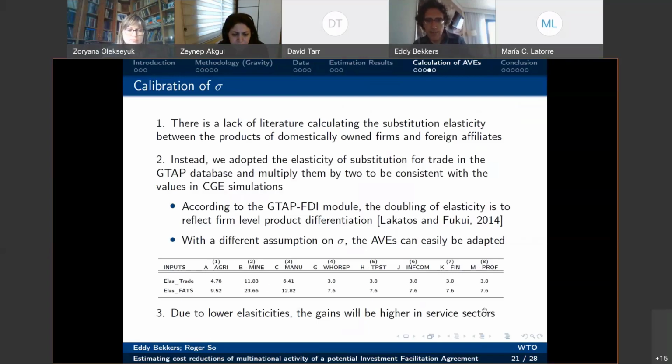Obviously that means that the changes in the ad valorem equivalence will be relatively higher in the services sectors because you have low substitution elasticities. But in the end, when you bring it to the model, it doesn't matter too much, because you have lower elasticities in services sectors, so the affiliate sales effects that you're going to generate are going to be smaller.